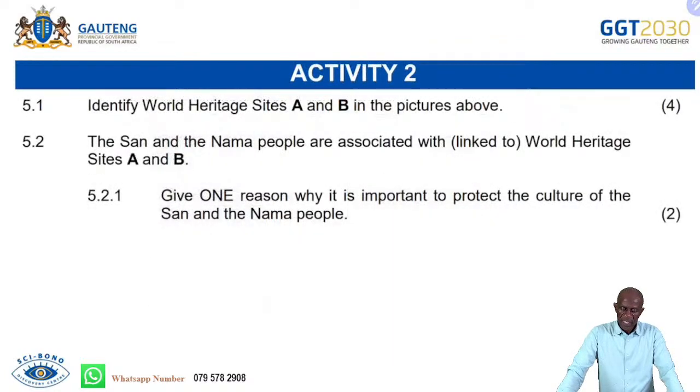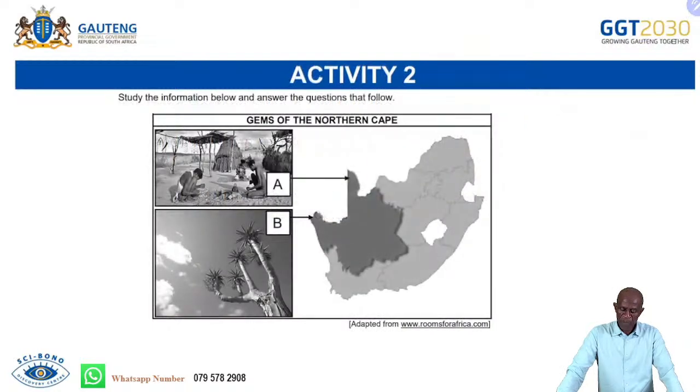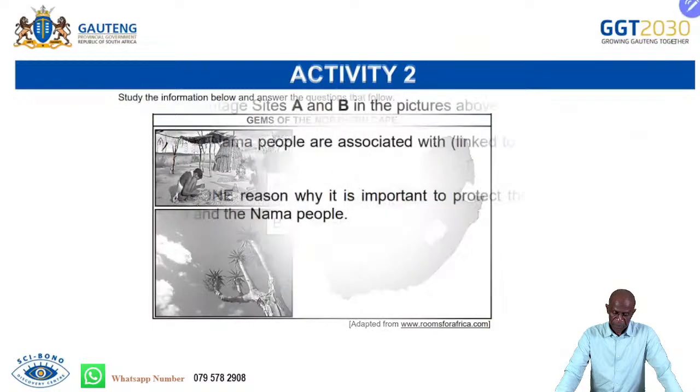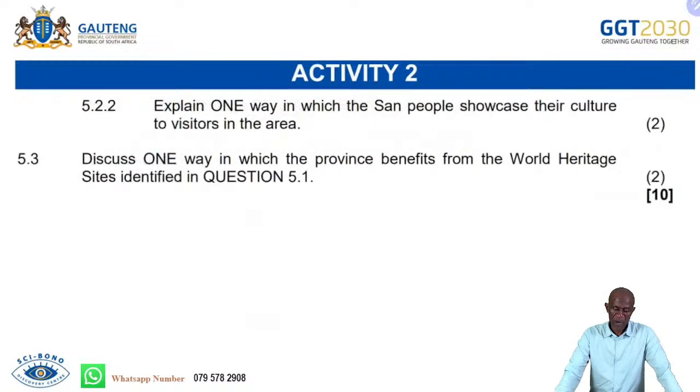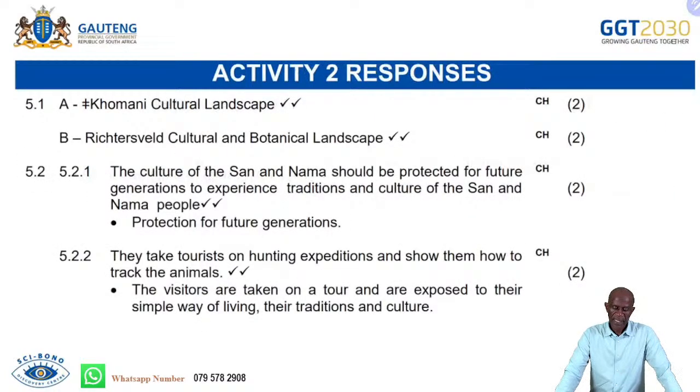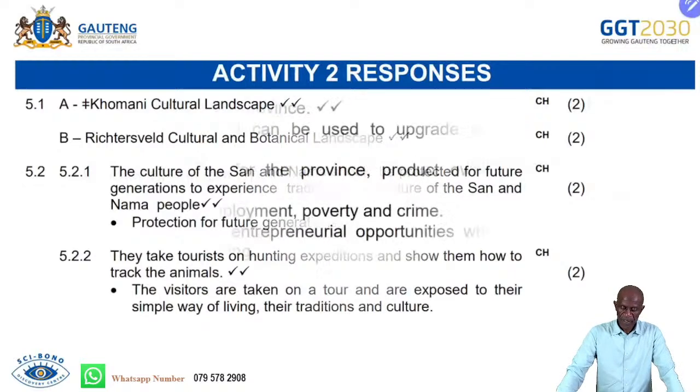Activity 2. Identify the World Heritage Sites in the pictures above. If we go back to the pictures here, there are two World Heritage Sites indicated, and they are both from the Northern Cape. The first one from our answer series is the Khomani Cultural Landscape, and number B is the Richtersveld Cultural and Botanical Landscape.